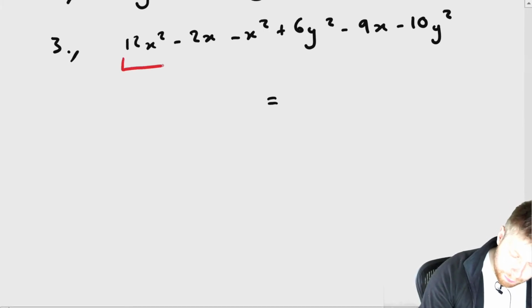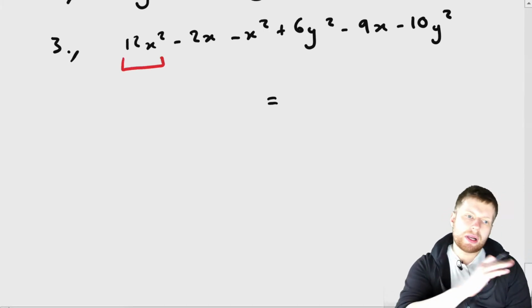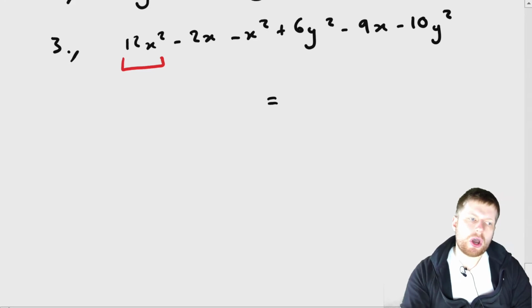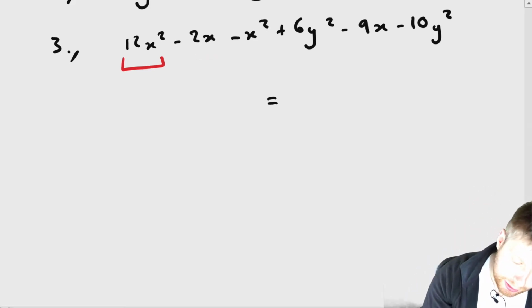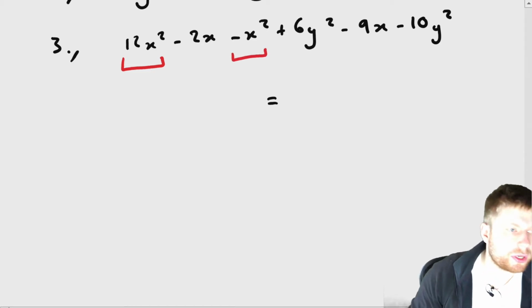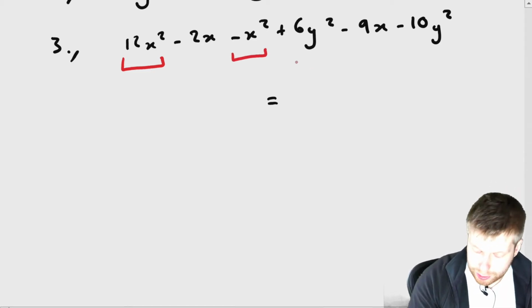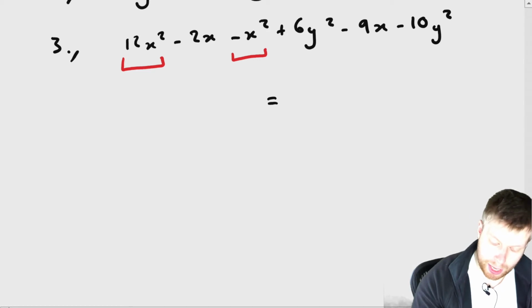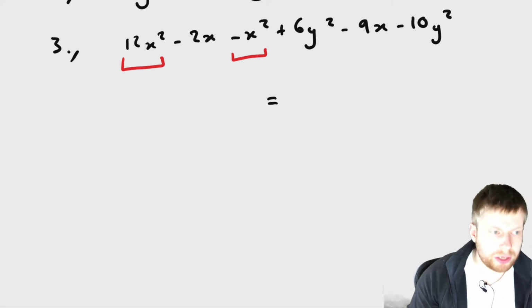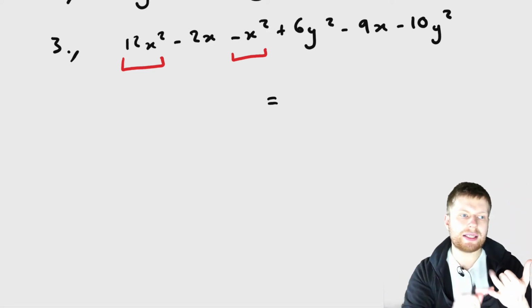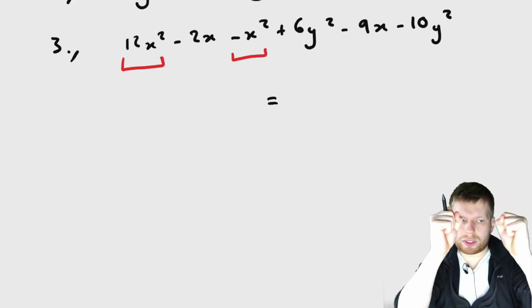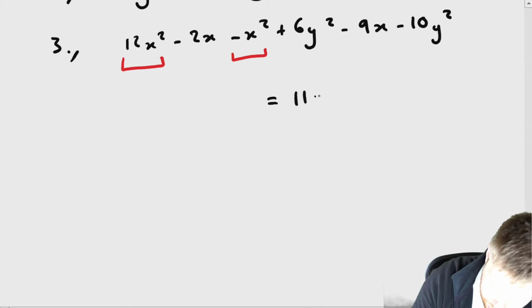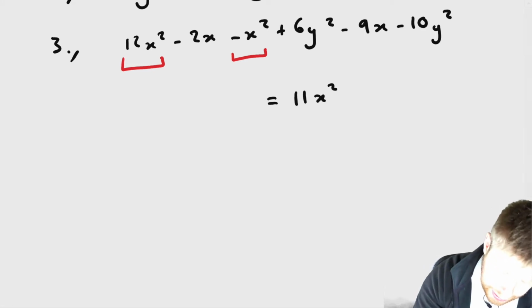So let's look at the first one. We've got 12x squared. Now a like term will be anything else which has only an x squared in. So the next term doesn't work, because that's just an x, but the next term does work. I've got x squared there. Then let's have a look. There's no other terms with x squared in. So let's do the x squared bits first. Well, I have 12x squared, then I take away an x squared. So if I have 12 of something and I take away something, then I'm just going to be left with 11 of that thing.